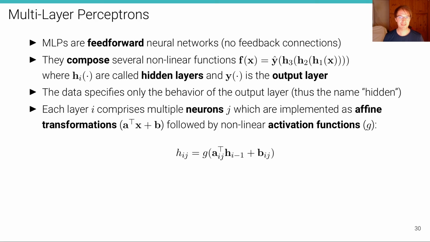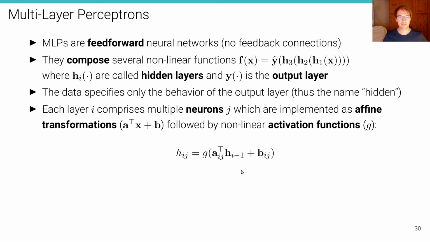And each of these layers, here i is one layer, 1, 2, 3, comprises multiple neurons, j, which are implemented as affine transformations followed by some nonlinear activation function. That could be, for instance, a sigmoid activation function that we've seen already, but we have a whole variety of activation functions that we can use at our disposal today, and we'll see some of them.